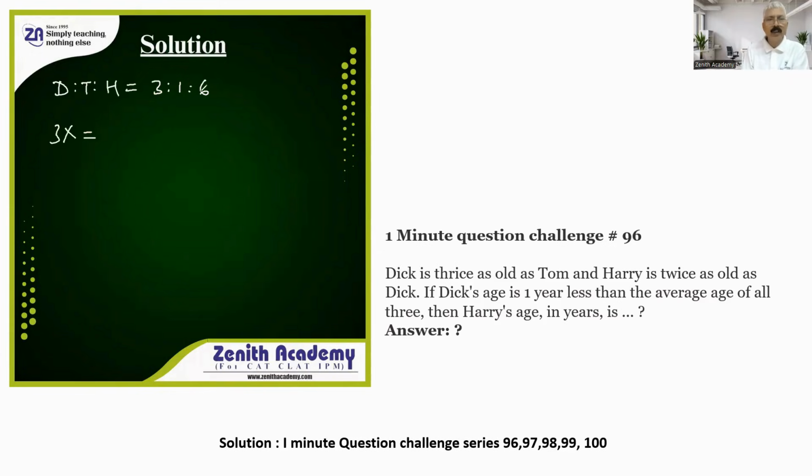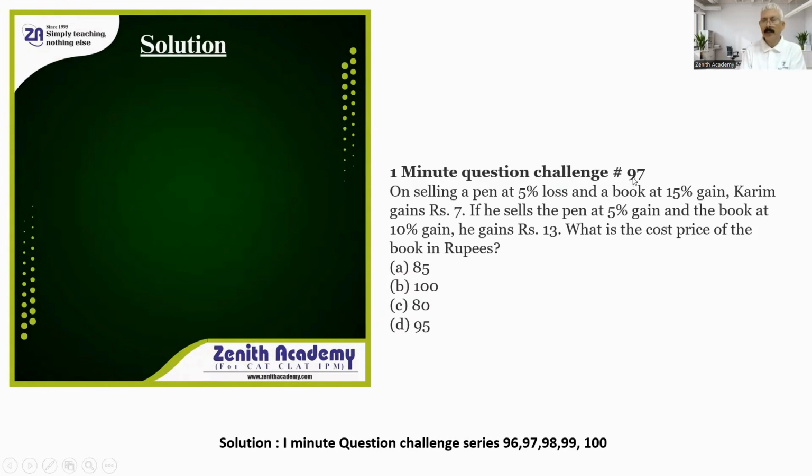So the average of all three, 3x plus 6x plus x is 10x by 3, is the average, minus 1. So this is 9x equals 10x minus 3. So x is equal to 3. The question is about Harry's age. Harry's age is 6x, so 6 into 3. The answer is 15 years.